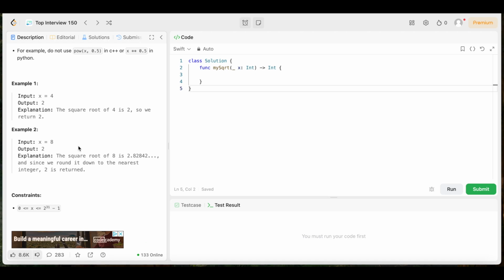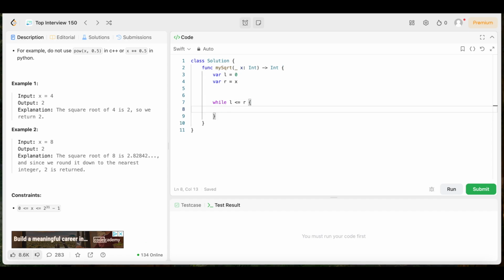The first thing we need to do is define the search range. We're going to use a left pointer and a right pointer that starts from x. We can declare a variable called L and set that equal to 0. Then we can declare another variable called R, and set that equal to x. Now we're going to perform a binary search to find the integer square root. So we're going to start our while loop, while L is less than or equal to R. We're going to open up our brackets.